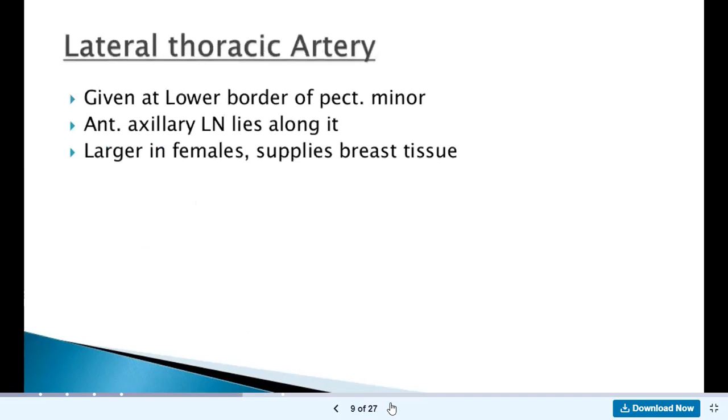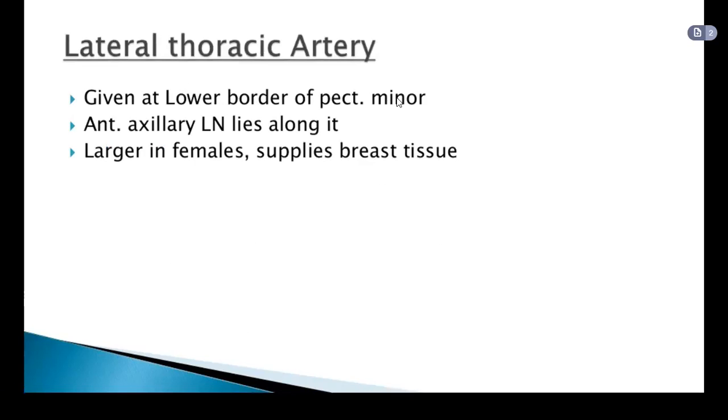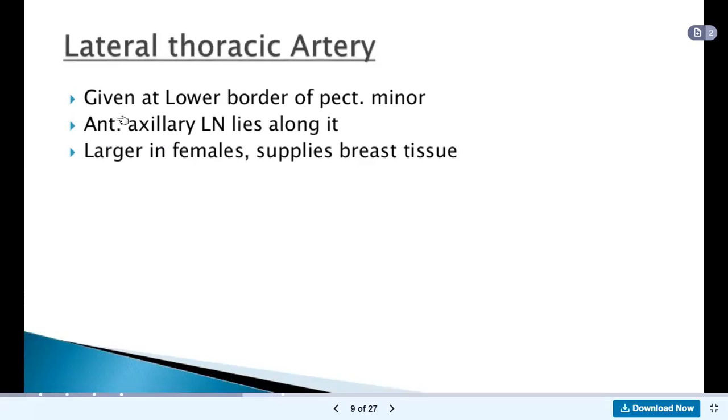Okay, then we have the lateral thoracic artery. It is given at the lower border of the pectoralis minor, which we saw in the previous slide. That is where the lateral thoracic artery originates. Now, it is close to the anterior axillary lymph nodes. So the anterior axillary lymph nodes lie along the lateral thoracic artery. It is larger in females and it supplies the mammary gland, the breast tissue.